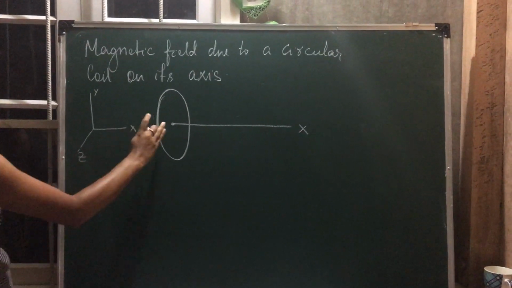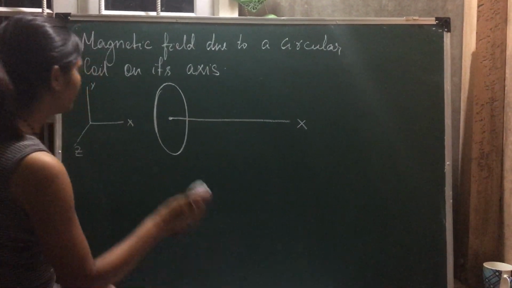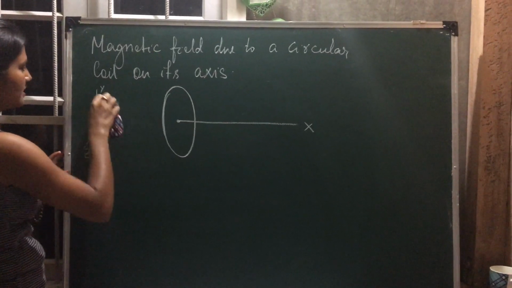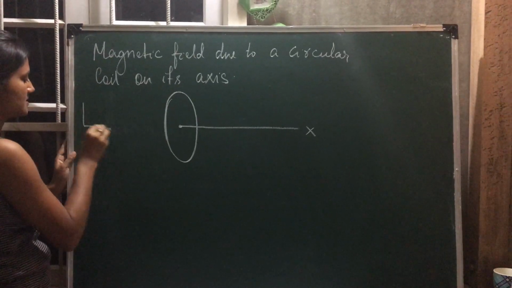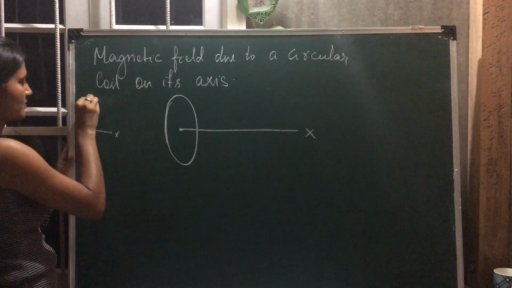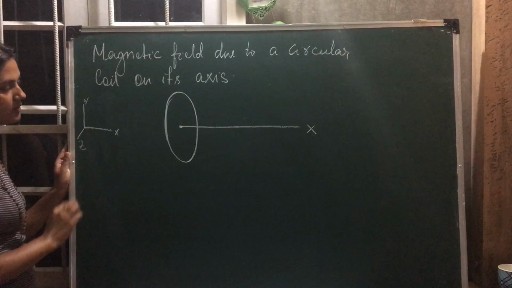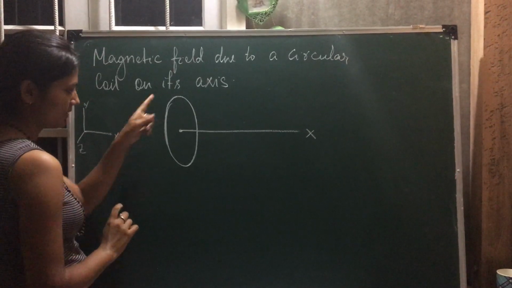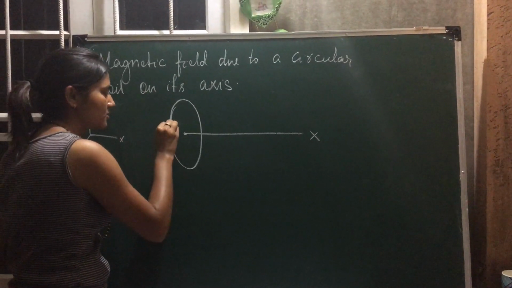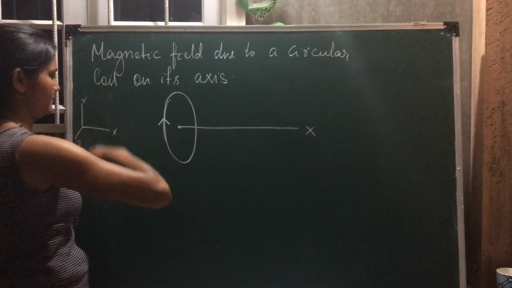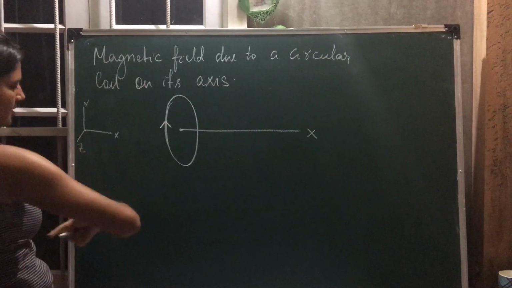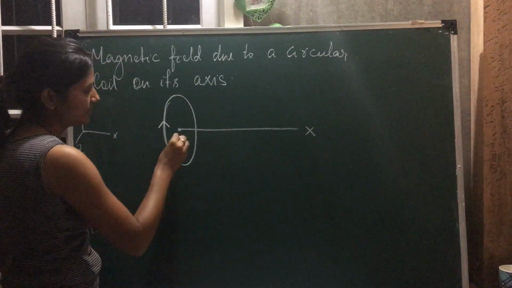So I'm showing it by this means. Let me make it smaller. Okay, this is x, y and z. Now let's say the current is going through it in the clockwise sense.